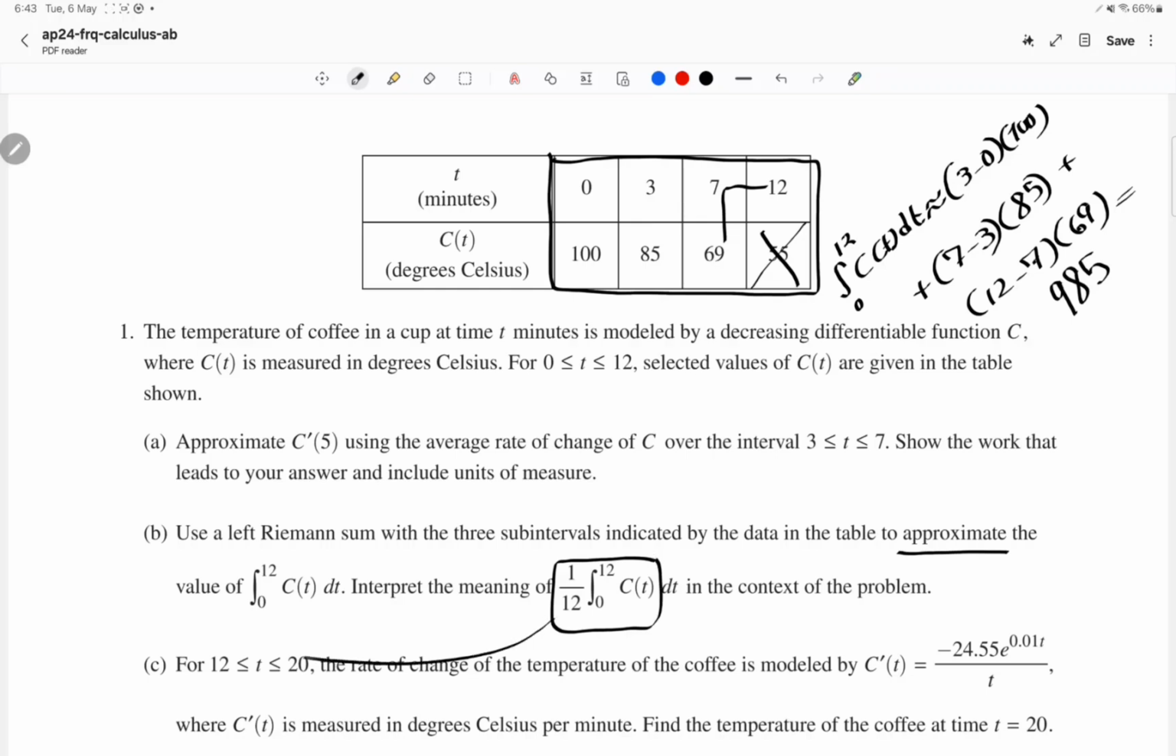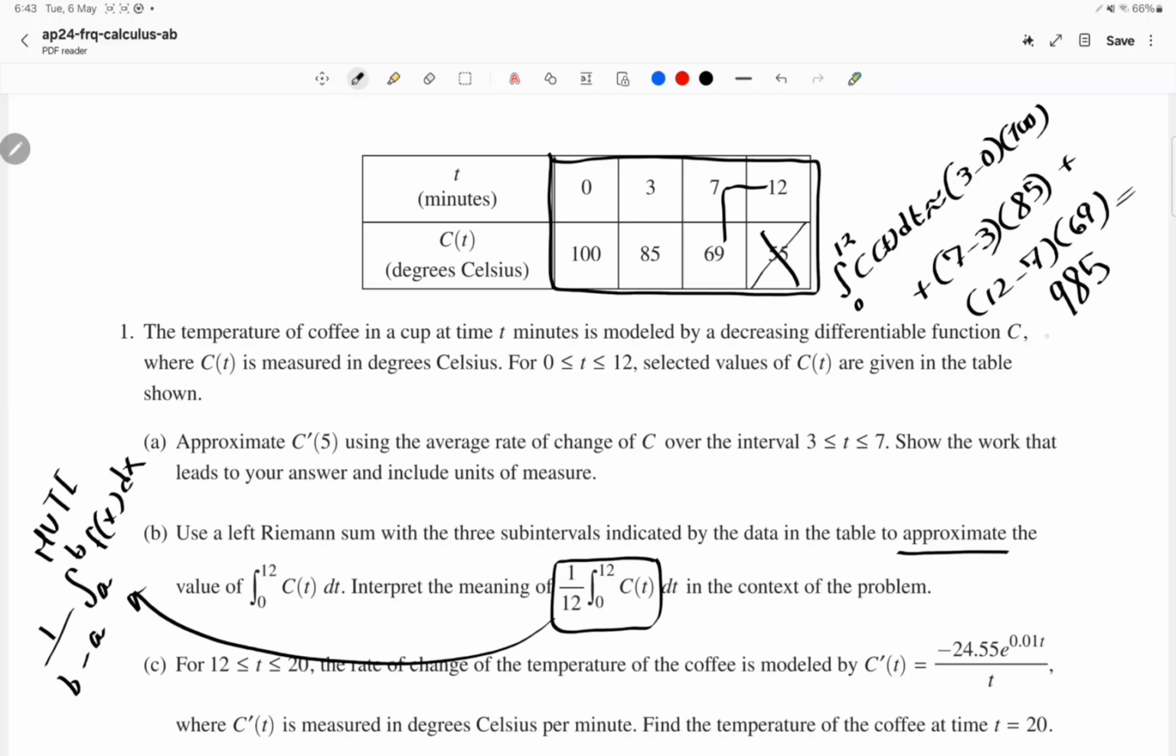This formula reminds me of the MVT for integrals. Do you know what that is? If you don't, that's okay. 1 over b minus a, integral from a to b of f of x dx. Isn't that the average change? No, it's the average value. It's the average value. Okay.